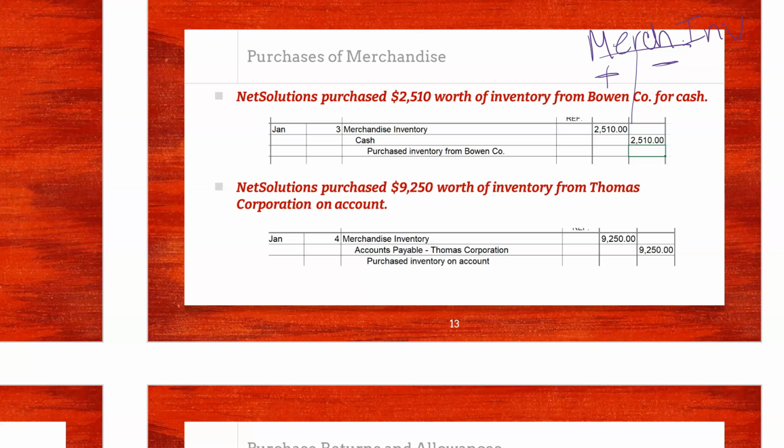Net Solutions purchased $2,510 worth of inventory for cash. That is simply going to be a debit to merchandise inventory and a credit to cash. Now, the other way that merchandise can be purchased is on account, so they're going to pay it back later. For that, we have a purchase of $92.50 from Thomas Corporation. That is a debit to merchandise inventory and a credit to accounts payable. Then we indicate the accounts payable as Thomas Corporation, because that is a liability that we will need to pay back.